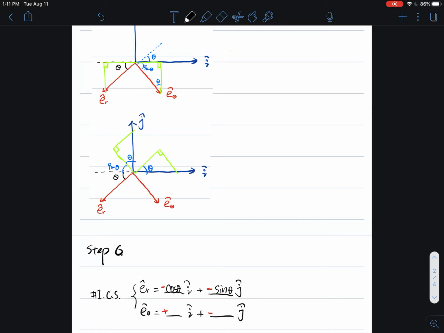Okay, now you can do the same drill for E theta. The hypotenuse, consider that's given, and when this is theta, so if you want to find how much E theta is in the I direction, that should be sine theta divided by the hypotenuse, which is 1. Sine theta. And for the J component, we're going to have cosine theta.